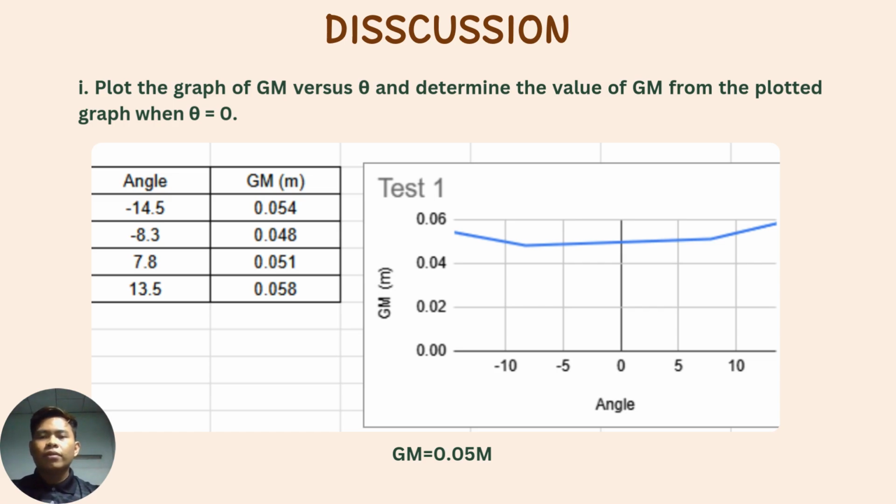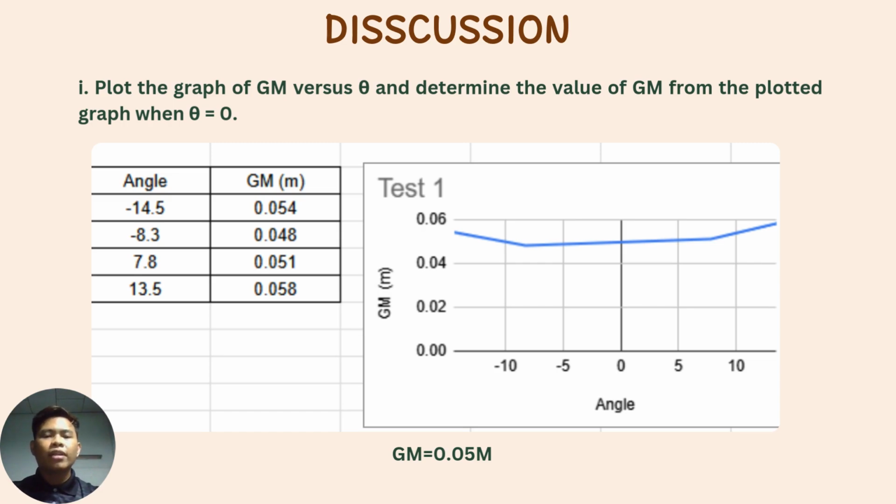Discussion. Plot the graph of GM versus theta and determine the value of GM from the plotted graph when theta equals 0. So we have the table here, which has angle and GM. The angle we get during the experiment. We have a negative sign, which refers to the left side, and a positive sign referring to the right side. GM we need to calculate using the formula.